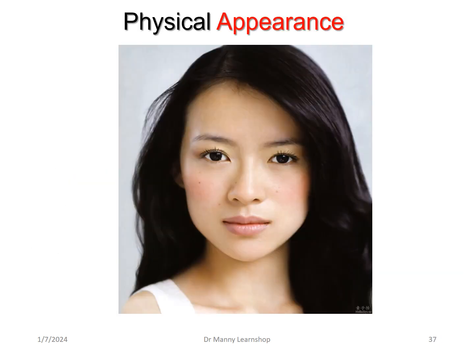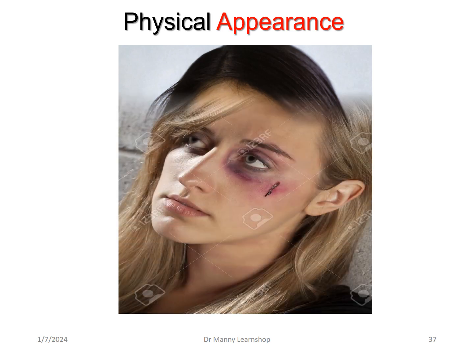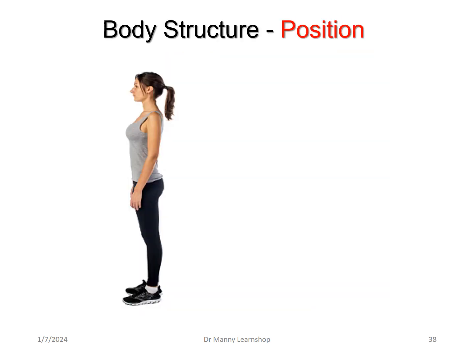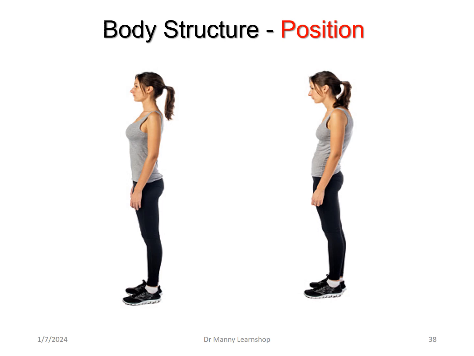Physical appearance. Remember what I said. What you see, hear, smell is what you know. If you don't know anything, you won't know what is abnormal. You've got to know what is normal. So when you look at physical appearance, is this normal or not normal? Body structure. You're looking at the position. Is this normal or not normal? What you see is what you know.